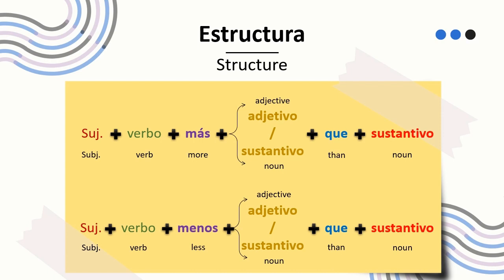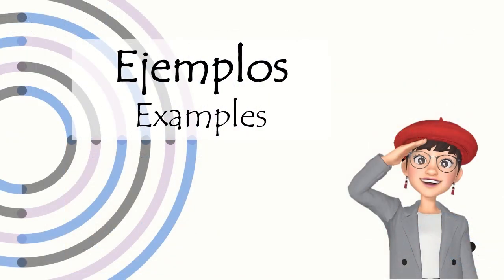As you can see, it's very simple and easier to use because you don't have to make modifications to adjectives. You just either use the word more or the word less depending on what you want to express. For that, we are going to see some examples in the positive and negative form with adjectives and also nouns.